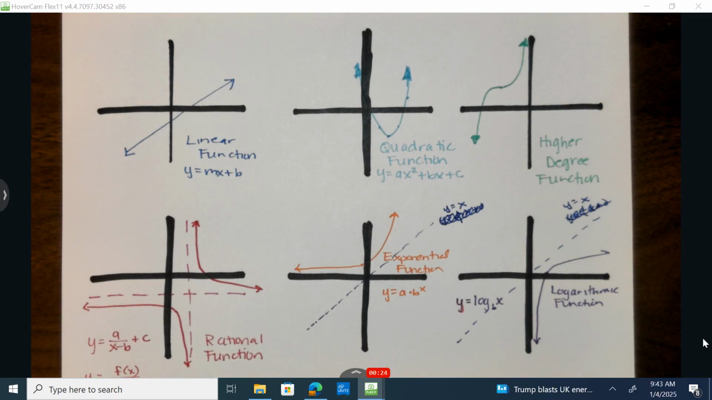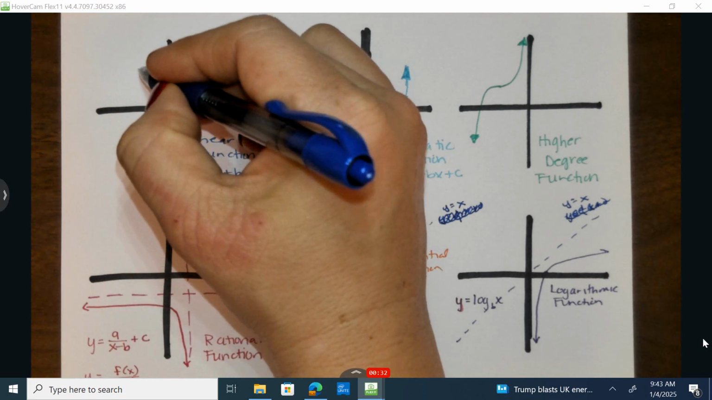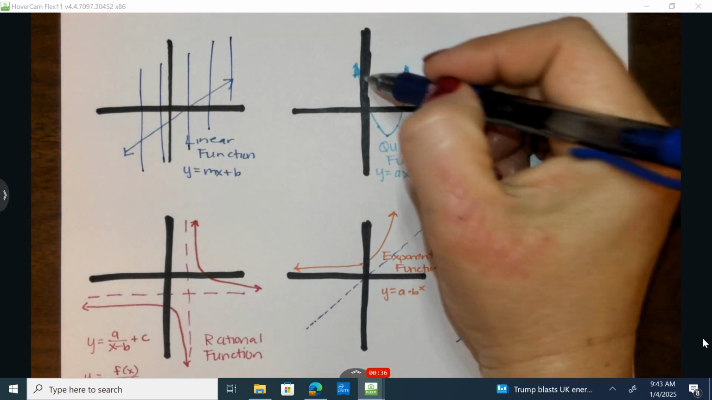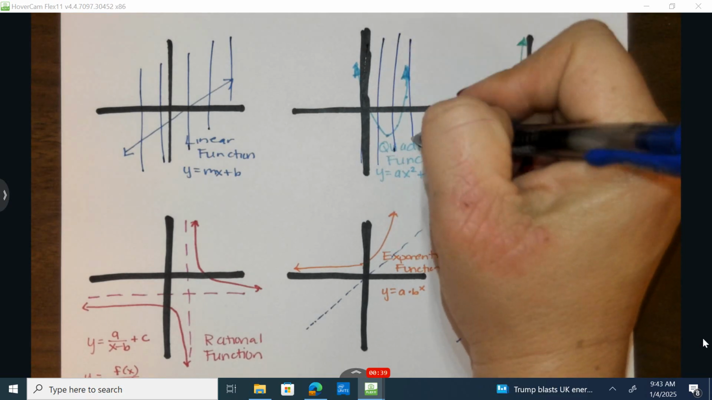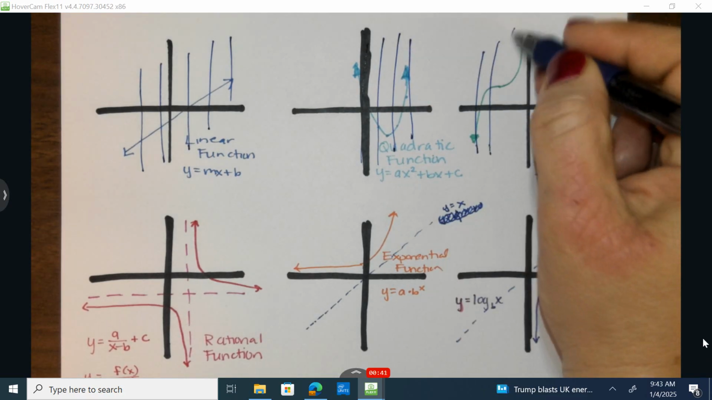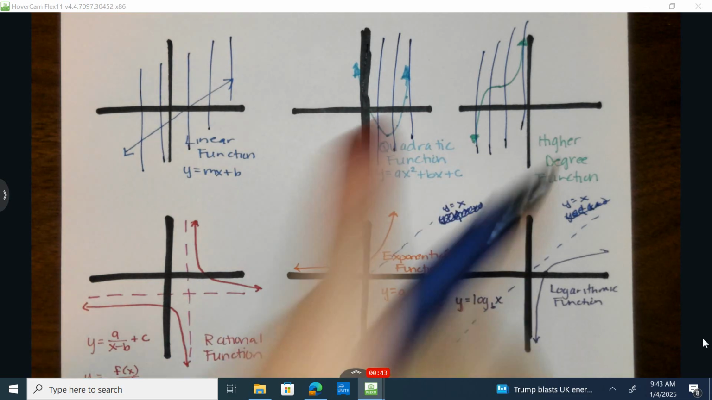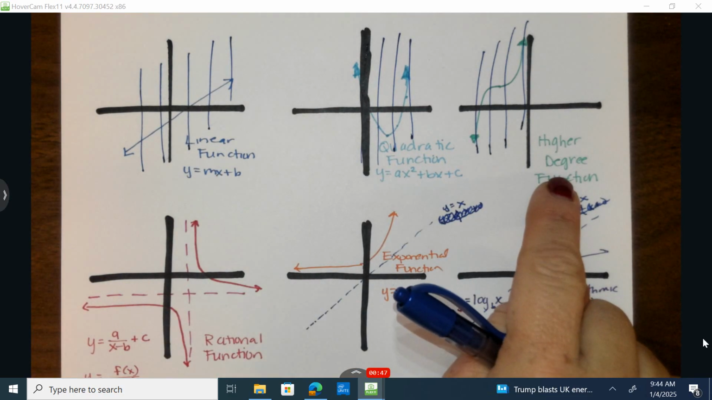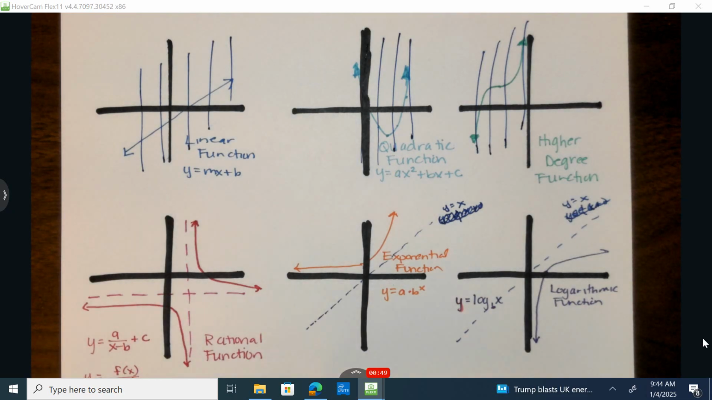Remember, in order to be a function, every x can attach itself to at most one y value. And visually, we could also test these by making vertical lines. And the vertical line test would show that this is in fact a function, because every time I'm making a vertical line, it is touching the equation at most one time. So linear, quadratic, and higher degrees like cubics or quartics are all examples of functions.